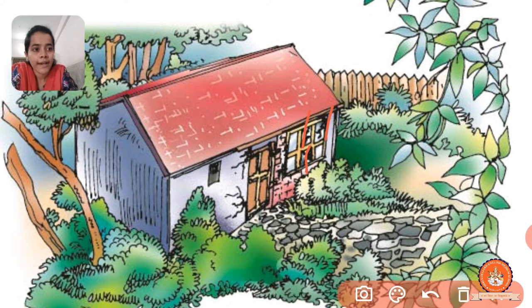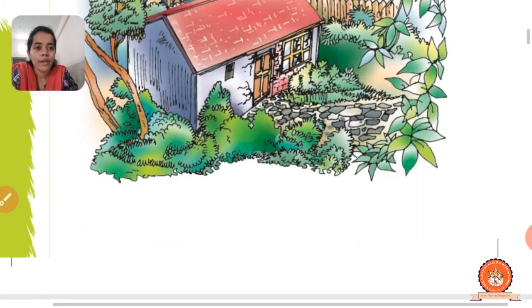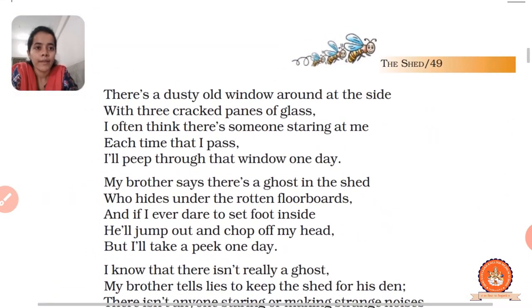One is this one and one is this one, right? They all are cracked, okay? They all are in bad condition. They are supposed to get into pieces soon, and it will fold down, all right? So the poet is explaining about the glasses, okay? It has very cracked panes of glass, all right?